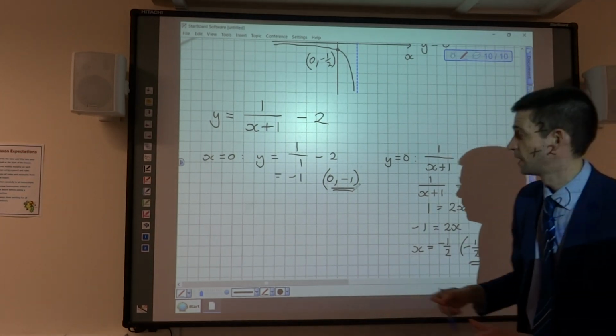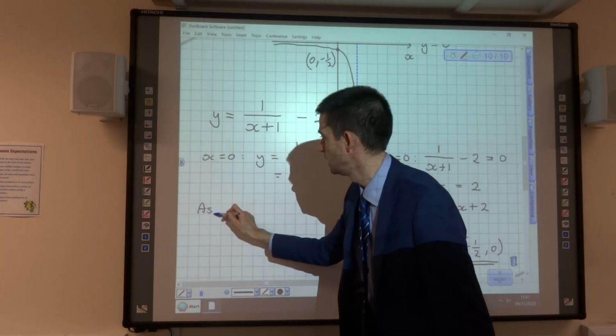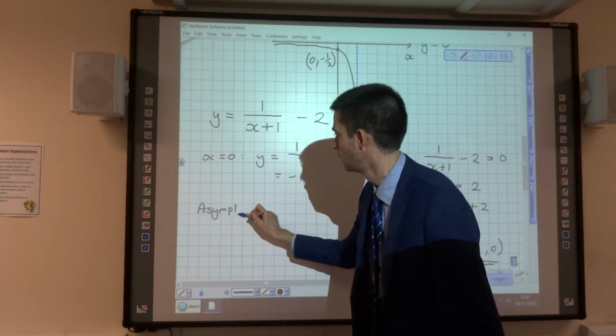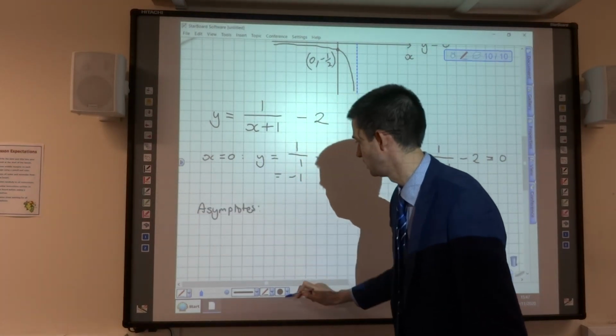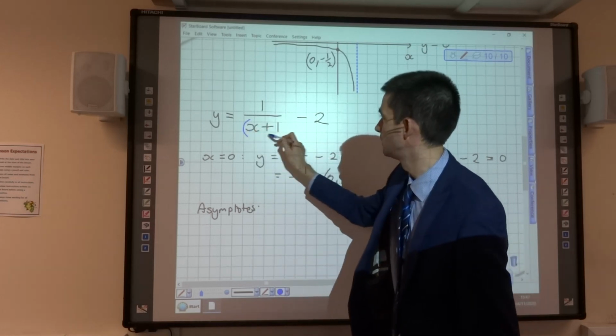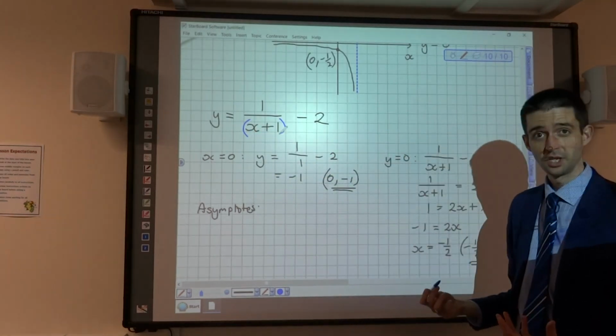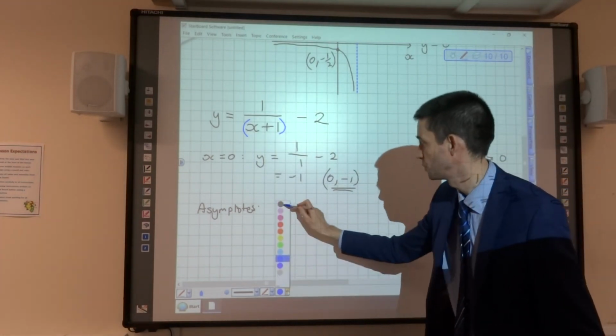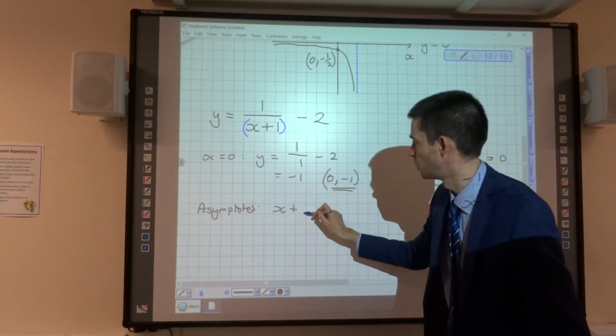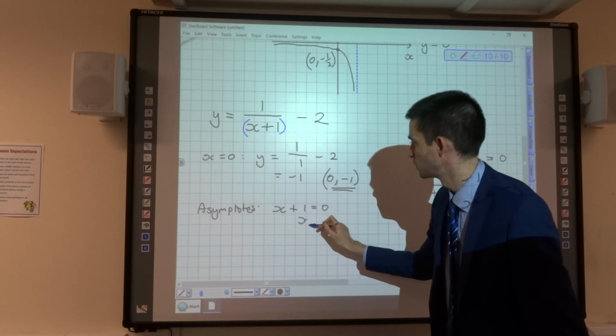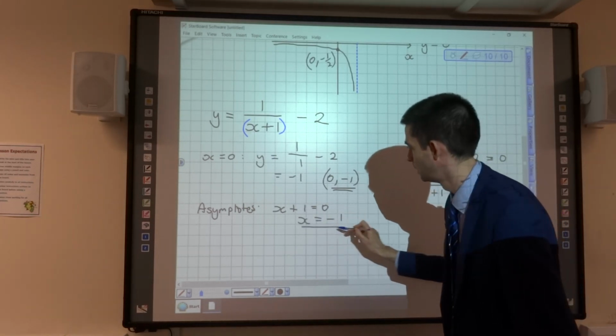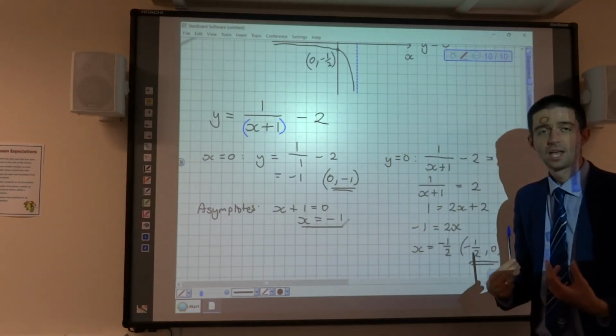Okay, asymptotes for x. Now remember that we are not allowed to divide by 0. So if the denominator of this function was 0, that would be a value of x that we're not allowed. So if x plus 1 equals 0, x would equal minus 1, and that is the x asymptote.